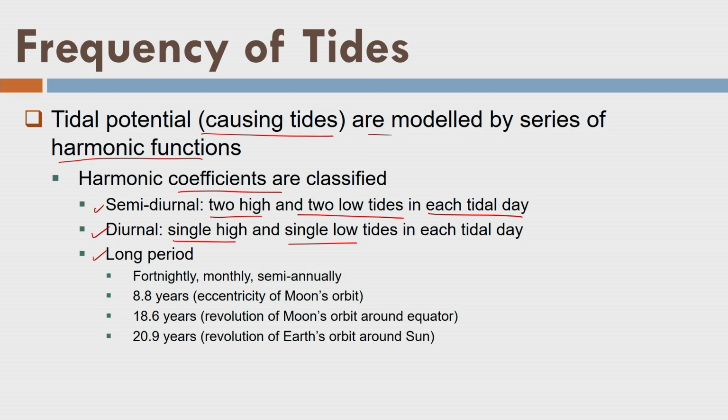Then we have long period. Long period means fortnightly, monthly, semi-annually, that is 6 months. Then 8.8 years, because of the eccentricity of the moon's orbit. Sometimes the moon is closer, sometimes the moon is away from the earth in its orbit. Then we have 18.6 years or 19 years, if you remember the figure. That is because of the orbiting of the moon around the earth.